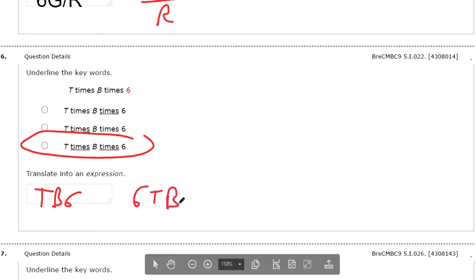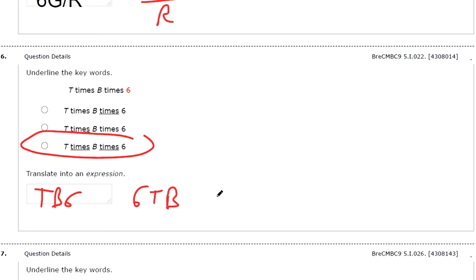And we can do that because the order we multiply in doesn't matter. Right? 1 times 2 times 3 is the same thing as 3 times 1 times 2. You can switch up the order. So either one of those should be okay.